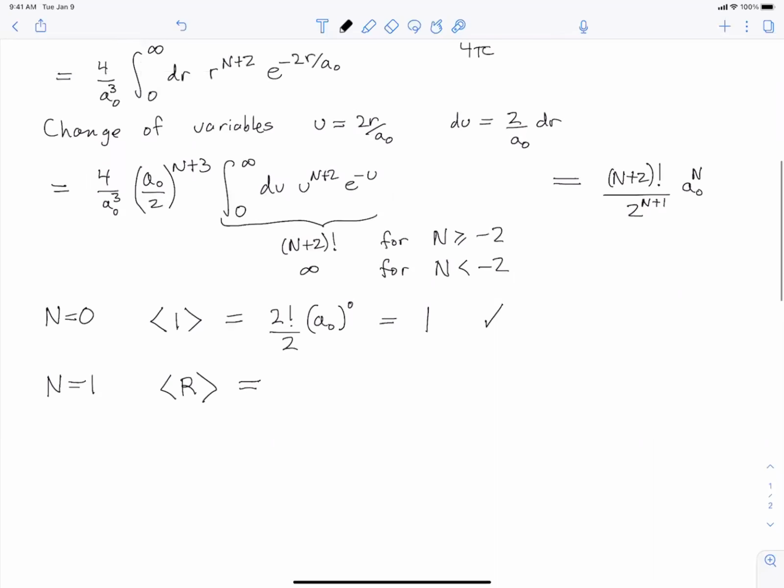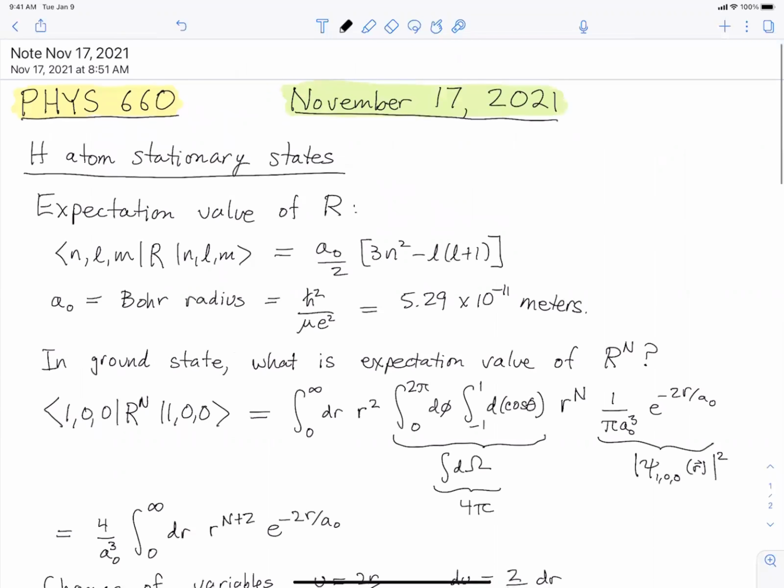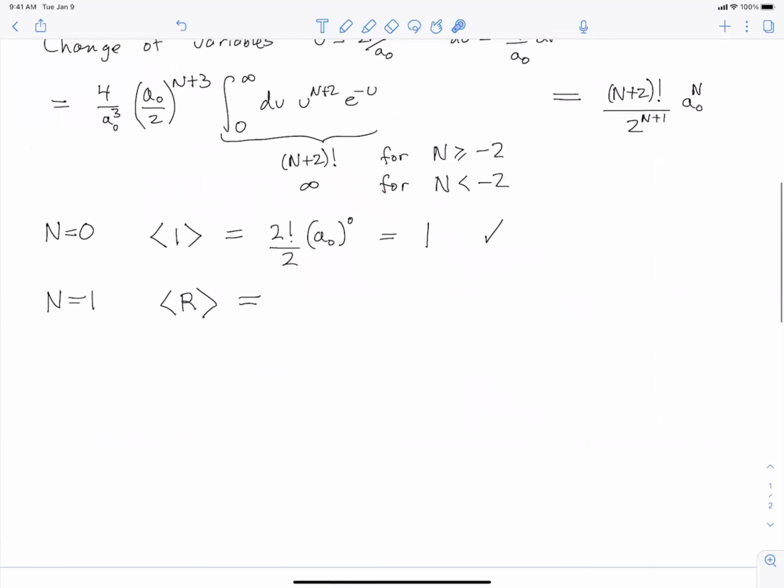That is a special case of this up here, where we're plugging in n equals 1 and L equals 0. So the answer should be just 3a0 over 2. Let's see if that's what we get. So according to this formula, we get 3 factorial over 2 squared times the Bohr radius to the first power, which is indeed 3/2 a0. That's again just checking what I'd already mentioned to you at the beginning.